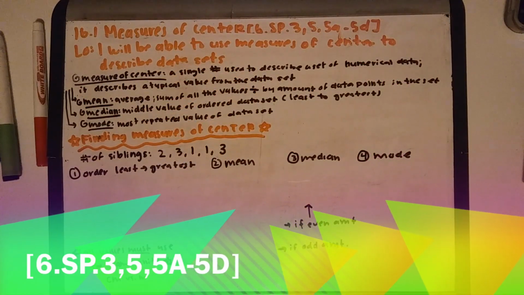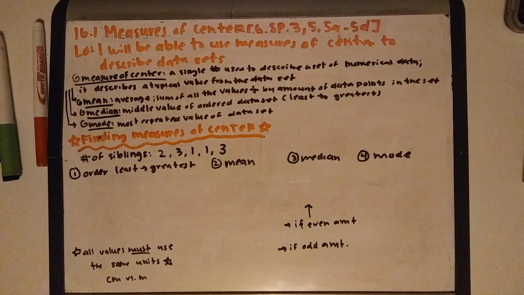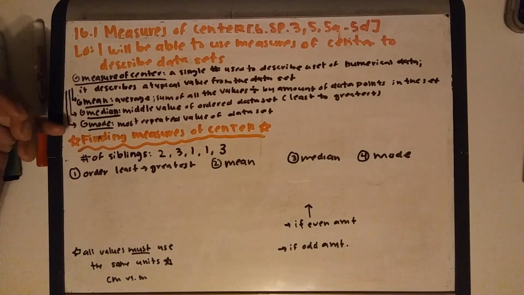Okay, this is 16.1 measures of center. Those are your standards, and then your objective is to be able to use measures of center to describe a data set. We have a few vocabulary words. Measures of center is basically a single number that is used to describe the whole set of numerical values, and it describes a typical value from the data set, including a median, a mean, or a mode.